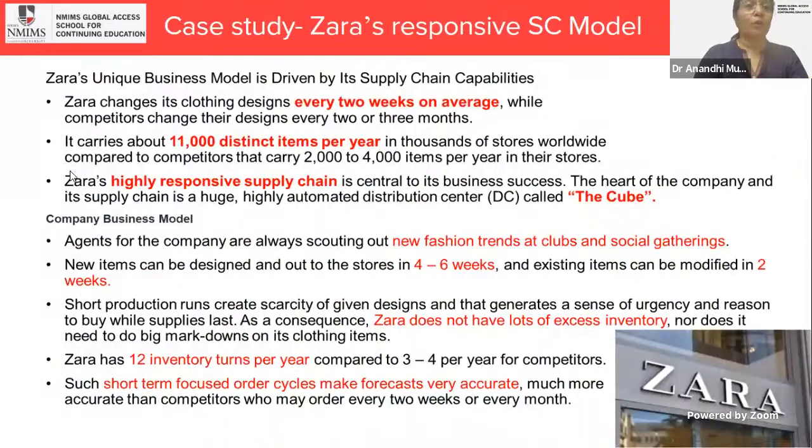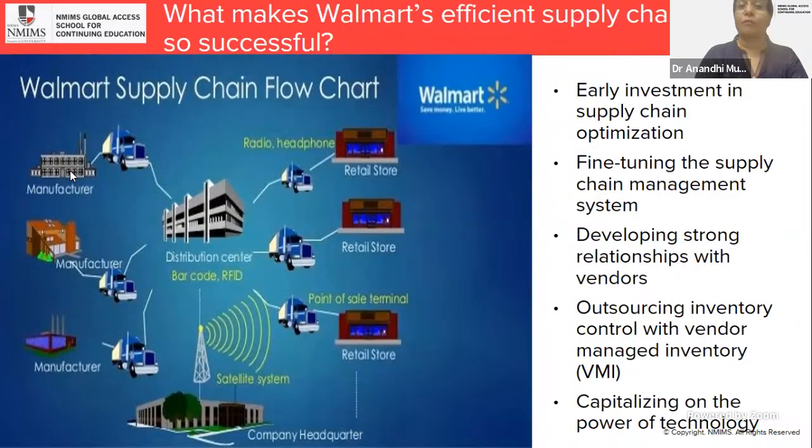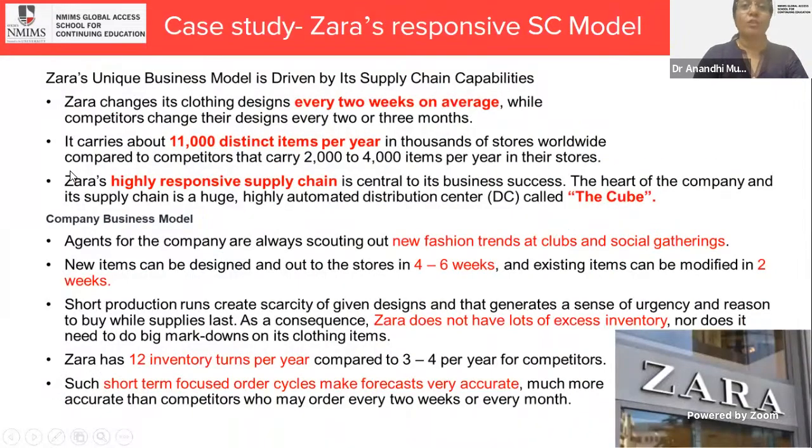Okay, going on to Zara. Walmart was the efficient supply chain. Zara is the responsive supply chain. We all know Zara's style is different from others and very unique. And the shelf life of Zara's designs is very short. Maybe 2 to 3 weeks only, a single design will persist on the shelf. Then the next time you go, you will not find the same designs or the same type of products available. That is their positioning, that is their model.